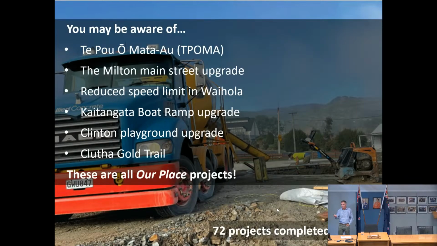For example, you may have heard of Diploma, but that came out of the Our Place program. The Milton Main Street upgrade, which has just been finished now. Work to reduce the speed limit in Waihola, not a council project, but very much in their community plan. There was an upgrade recently of the Kaitangata boat ramp, which was very successful. Clinton Playground has done a great job just recently as well. Got some really cool equipment there now, right on State Highway 1. And the Clutha Gold Trail. These are all projects that are enlisted.